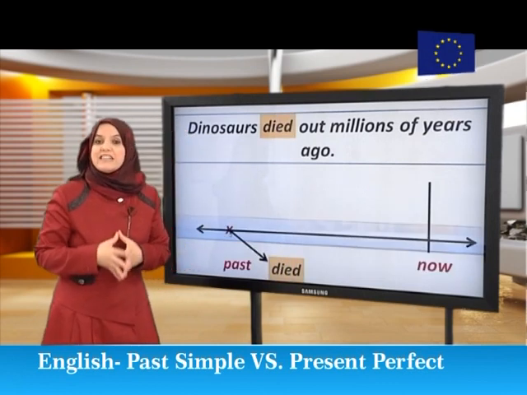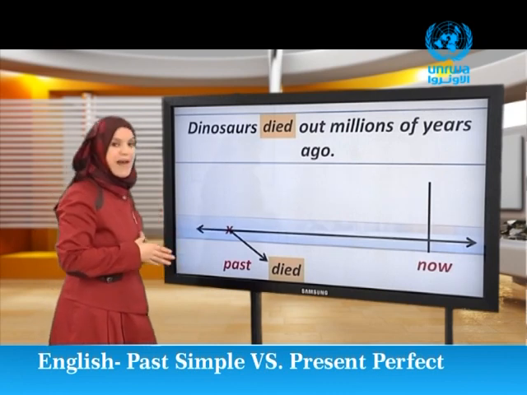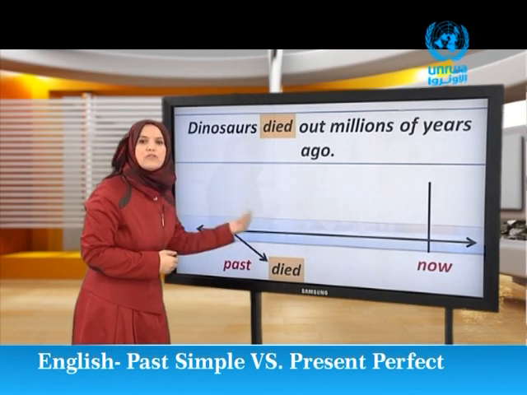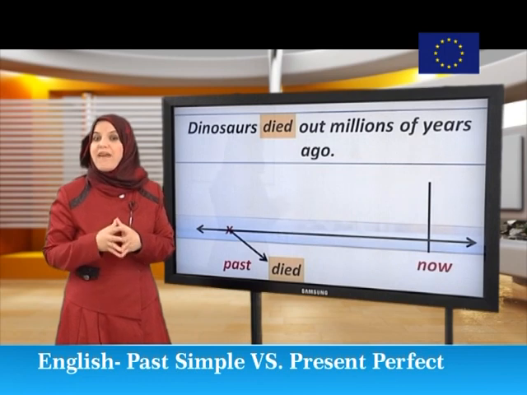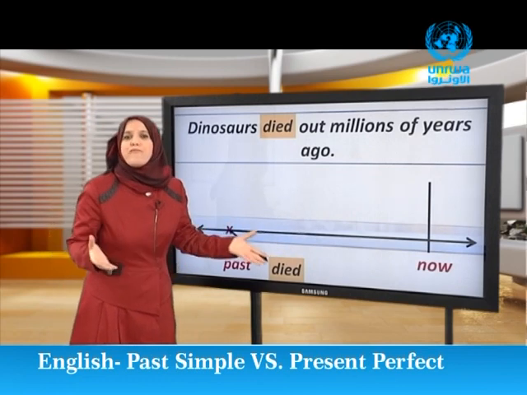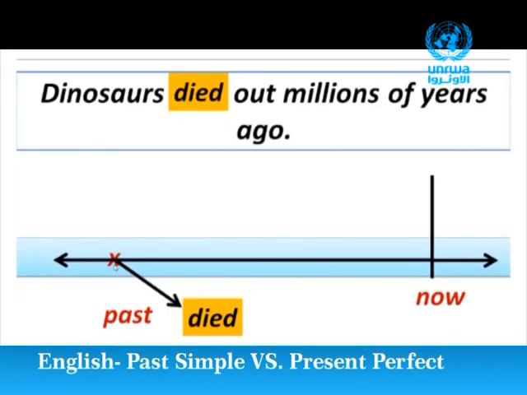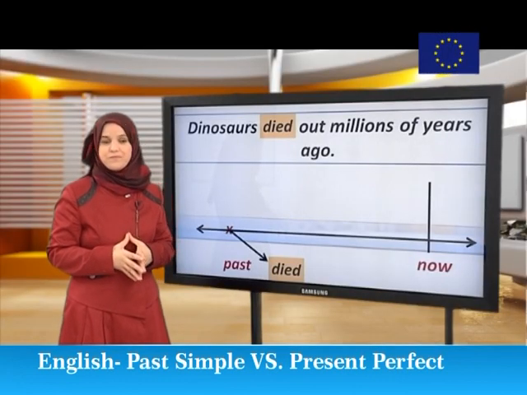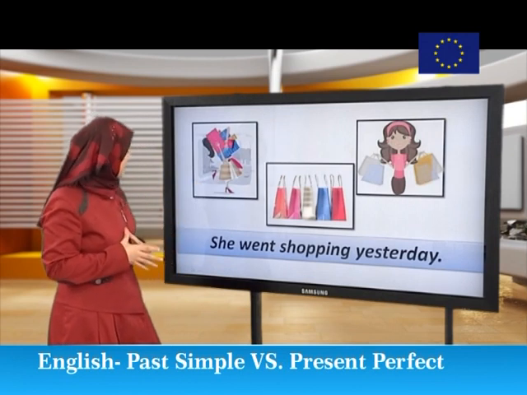When I say dinosaurs died out millions of years ago, I'm talking about the past. This action happened long ago, millions of years ago. And notice, it doesn't matter if the action happened millions of years ago or just 5 minutes ago. The important thing is that the action happened in the past, it began and ended and has nothing to do with the present.